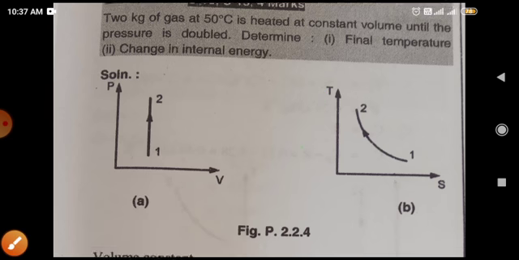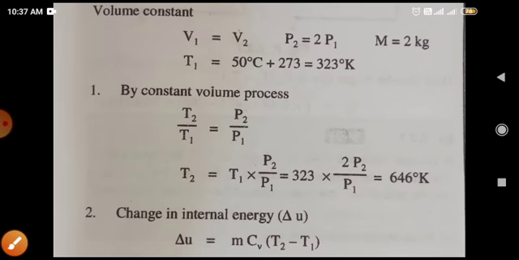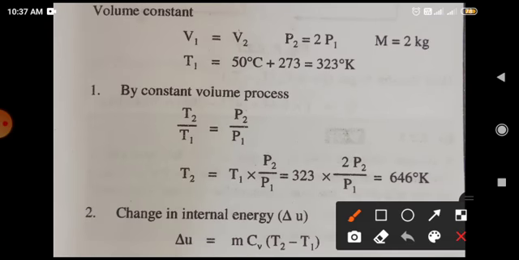Now let's see how to solve this. This is a constant volume process. In the problem, we have to heat the gas until the second pressure becomes twice the first pressure. The mass of the gas is given, which is 2 kg, and the temperature is also given, 323 K. They have asked you to find the temperature at the second equilibrium state.